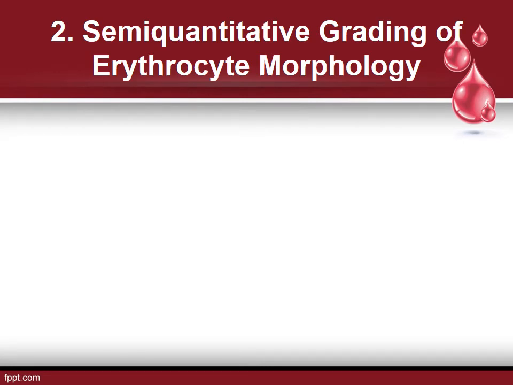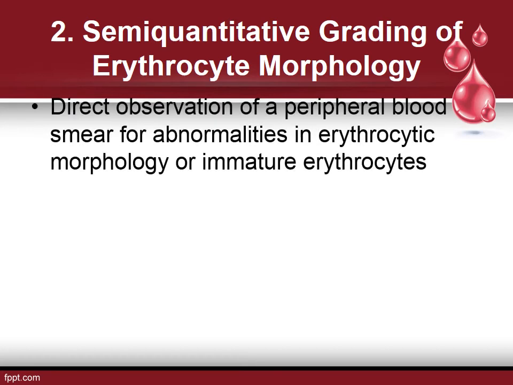Semi-quantitative grading of erythrocyte morphology. Direct observation of the peripheral blood smear for abnormalities in erythrocyte morphology or immature erythrocytes can yield additional information. In addition to the identification of erythrocyte abnormalities, erythrocyte morphology may be determined semi-quantitatively to reflect the severity of the abnormalities. The best area on the blood smear for the examination of red cell morphology is where the red cells are barely touching each other but not overlapping.